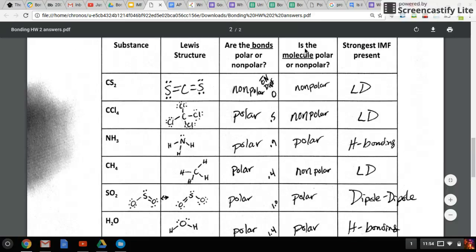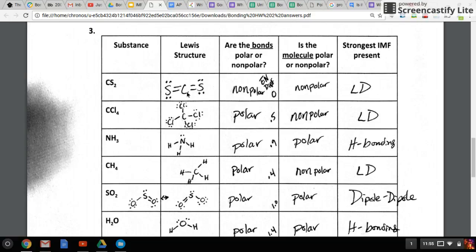Then I wanted you to determine, based on whether it had polar or nonpolar bonds and the Lewis structure, whether the molecule is polar or nonpolar. And from that, you should be able to make your decision on what is the strongest intermolecular force present between the same molecules.